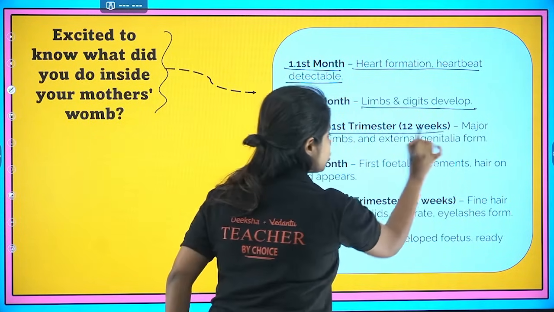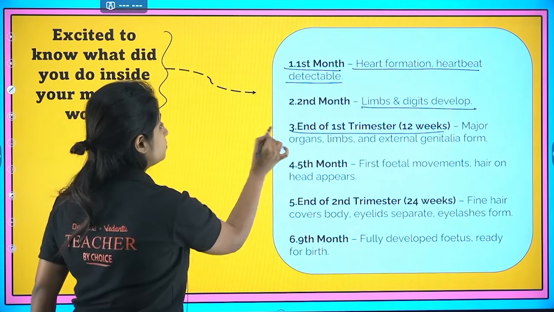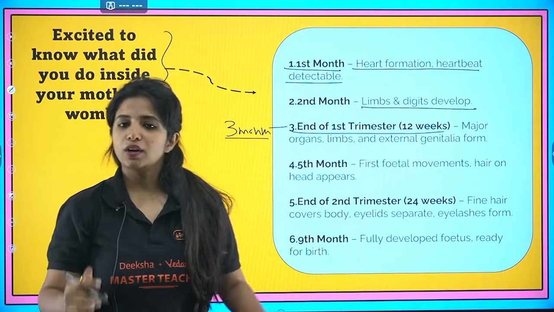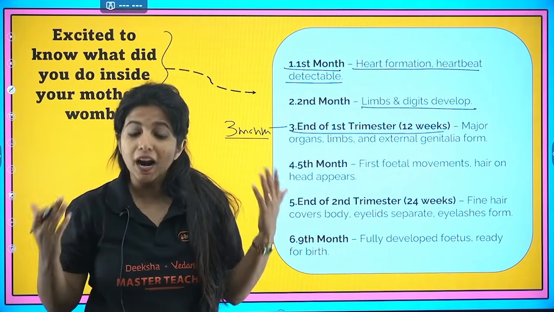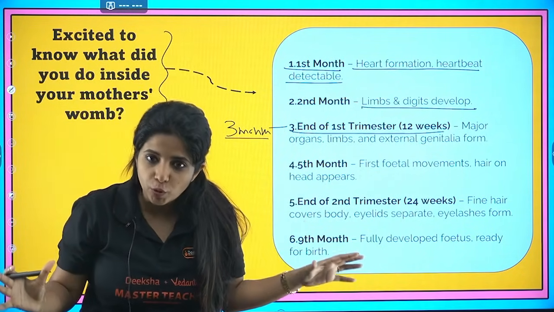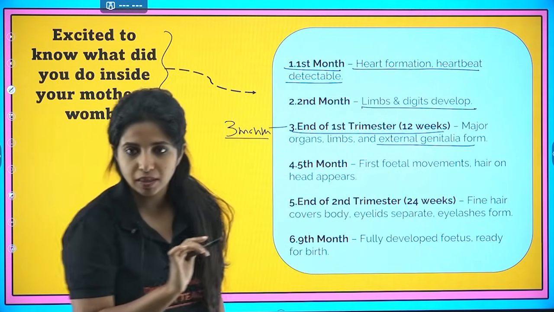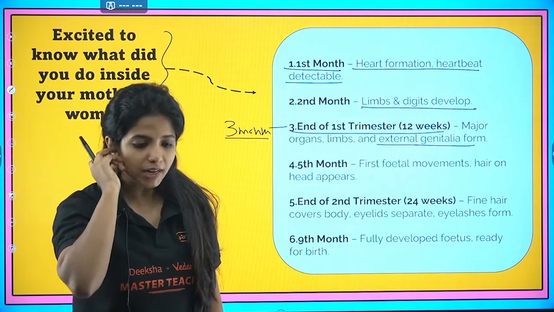By the end of the first trimester, that means by the end of 3 months, limbs and digits and everything are formed. Apart from that, your major organ system is going to be formed, and also the external genitalia, male or female, you can identify by this time. Okay, you got it? So that is how it works.